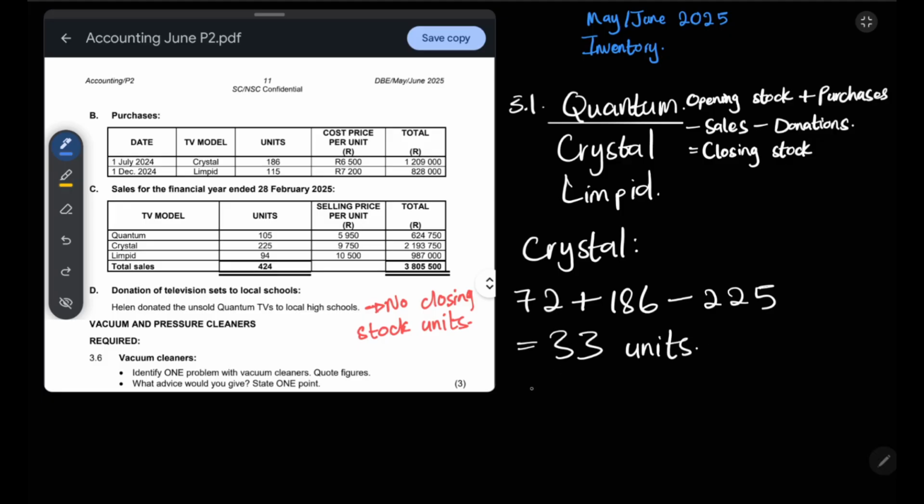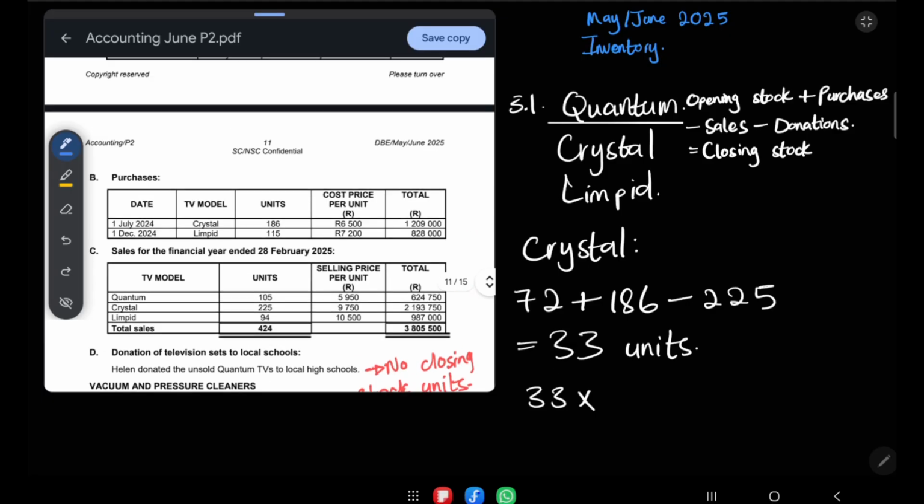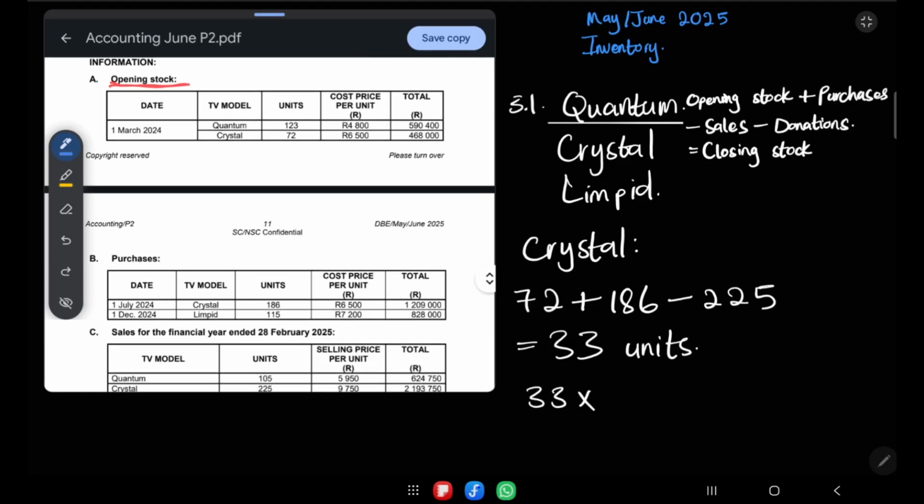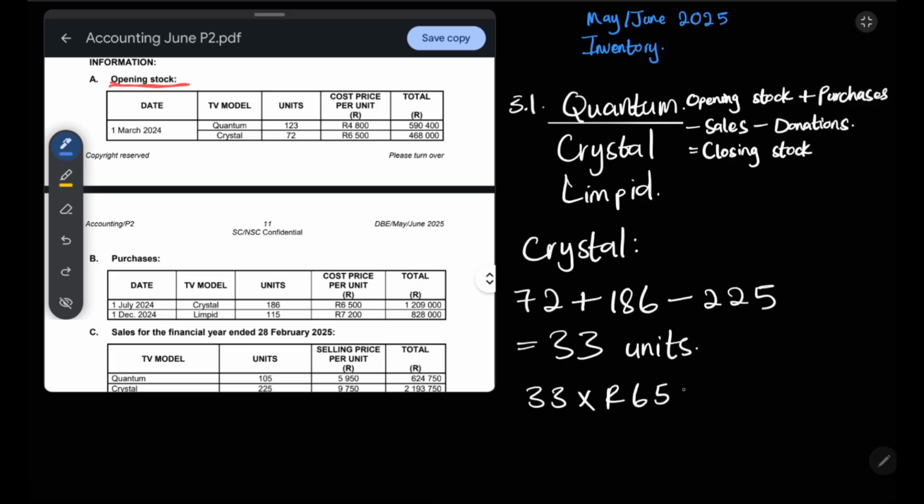So we have to multiply this 33 with our unit cost price. For Crystal TVs, what is our unit cost price? We can find the information here or there. It's 6,500. So we'll say 33 times 6,500 should give you 214,500. That is the value of your closing stock for Crystal TVs.